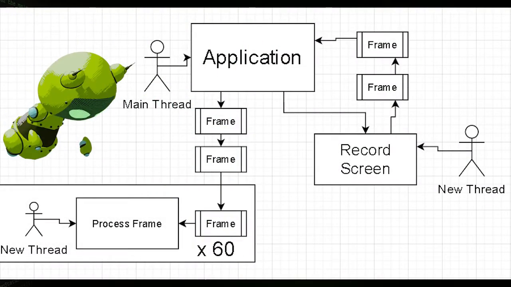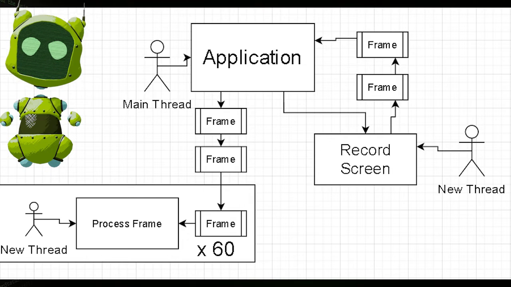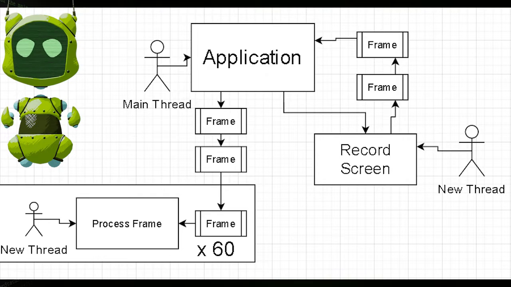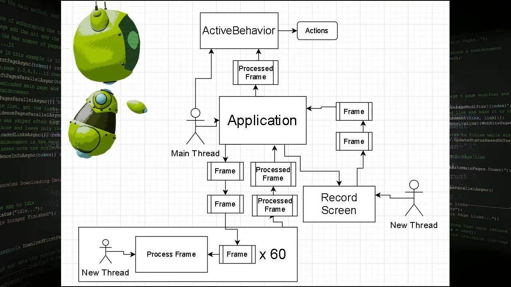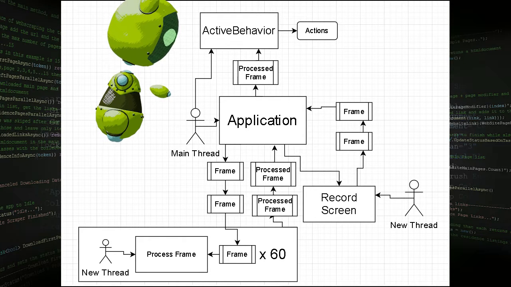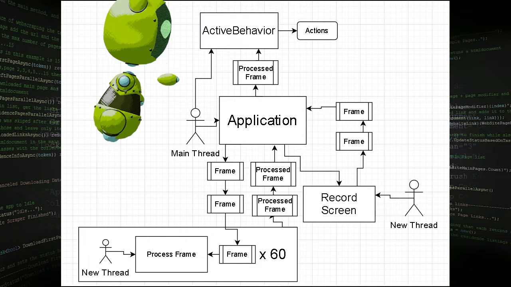Probably it won't manage to process all the frames, but enough to have about 40 to 60 frames processed per second with the CPU at 100%. After object detection, the information goes back to the main thread, which runs the code for the selected behavior.